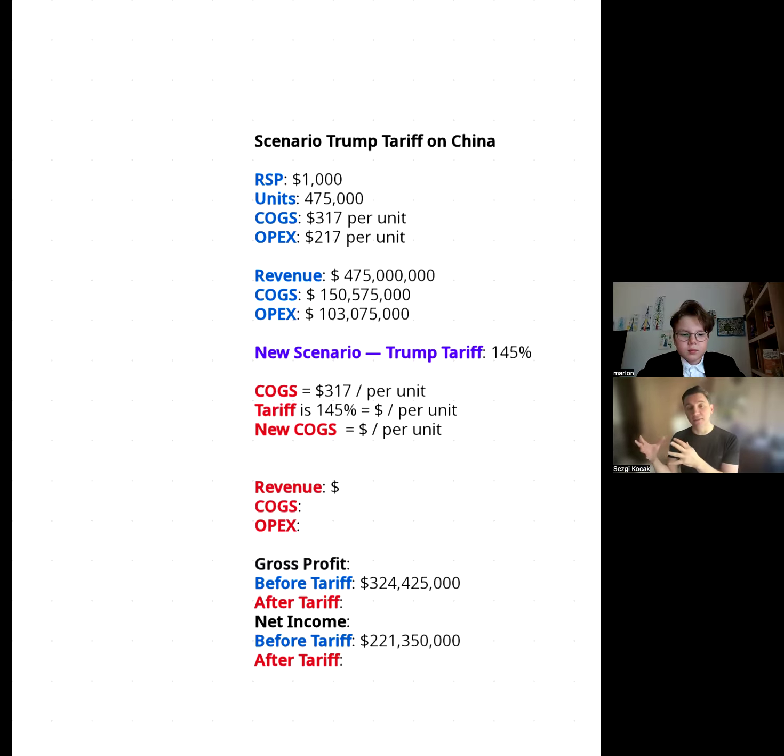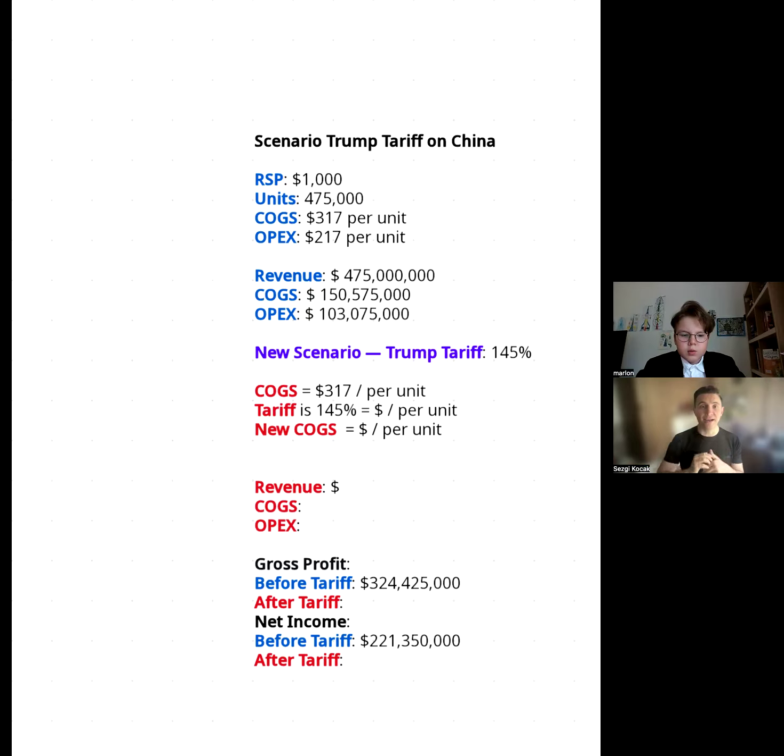Because the Trump tariff is applied from the source, when you are sourcing the products. So the products that are coming from China but are going to be sold in the United States, they will be applying a 145% over the cost of goods of these products coming from China. Is that correct? Yes.